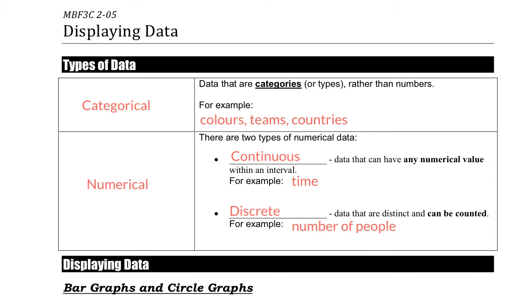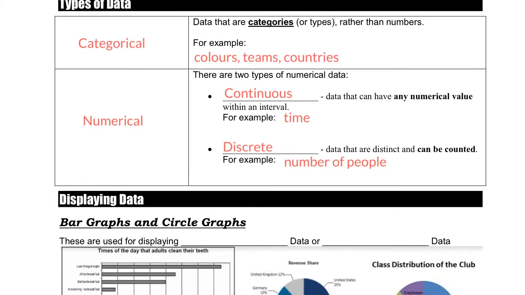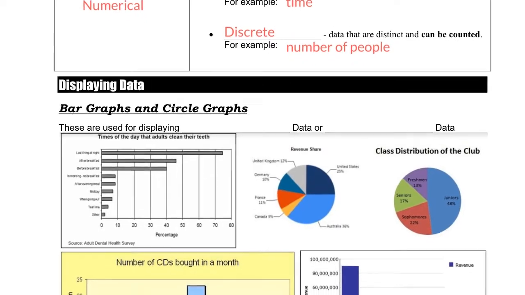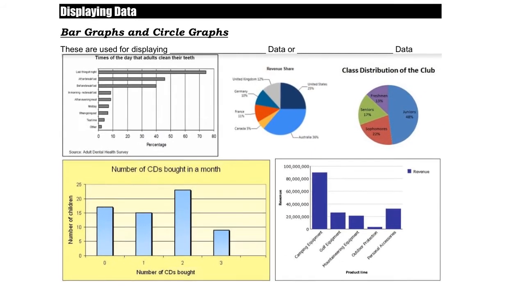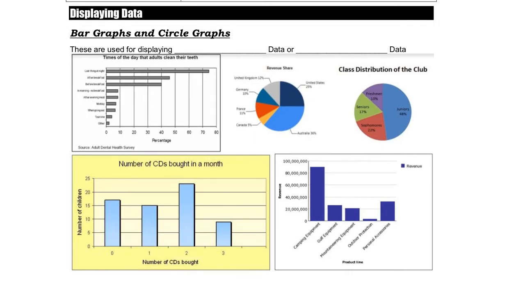The reason I'm talking about all this is because depending on what type of data you have, that tells you how you can best display that data. So that's what I want to look at next. Different ways of displaying data. We'll start with bar graphs and circle graphs. So when do we use bar graphs and circle graphs? Well, if your data is categorical data, of course you're going to use a bar graph or a circle graph.